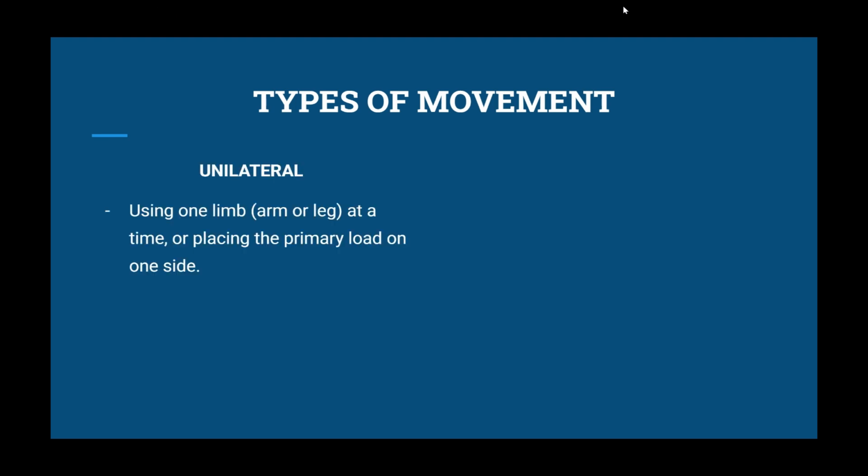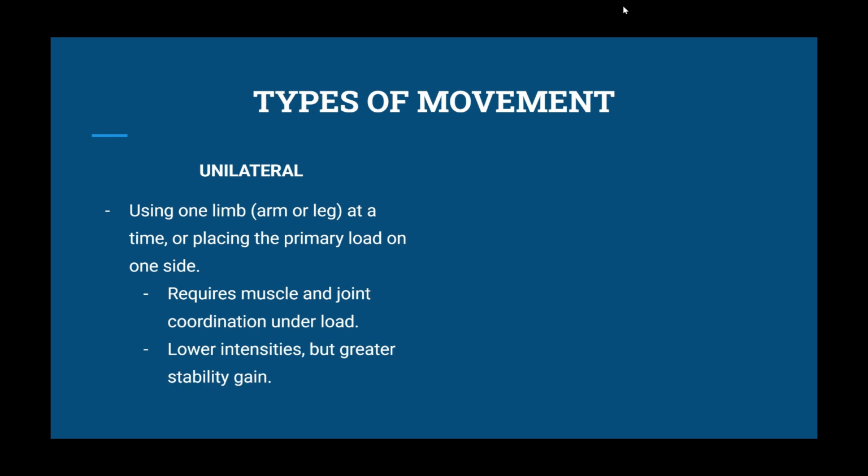So there are two types of movement within the movement patterns themselves. Our first type of movement is unilateral movement. This is using one limb, either the arm or the leg, at a time, or placing the primary load on one side of the body. This requires more muscle and joint coordination under load, and it usually is lower intensities, but it yields greater stability gains.